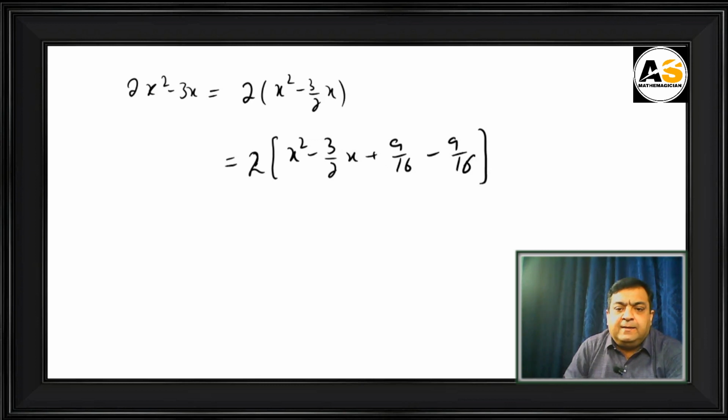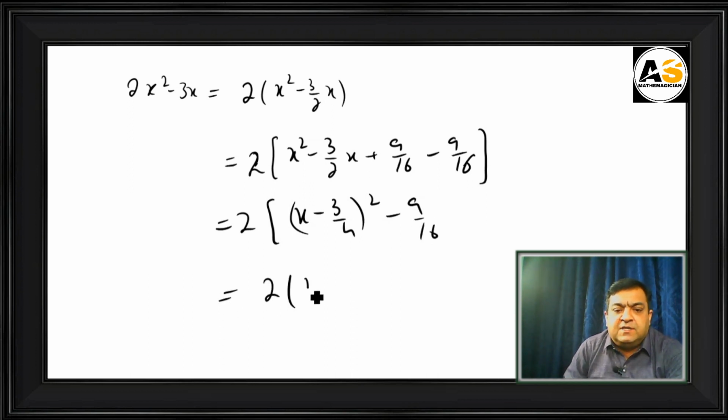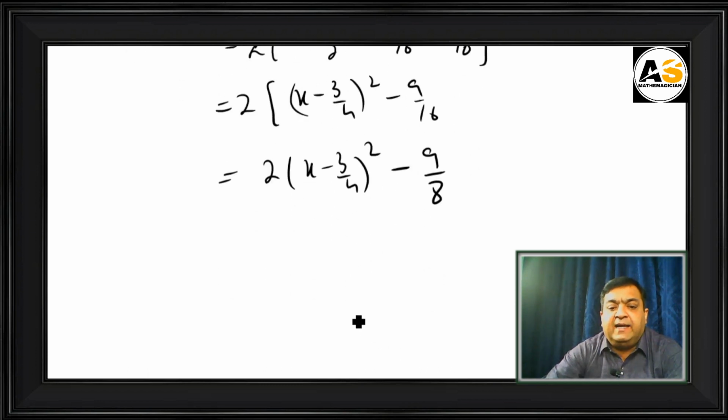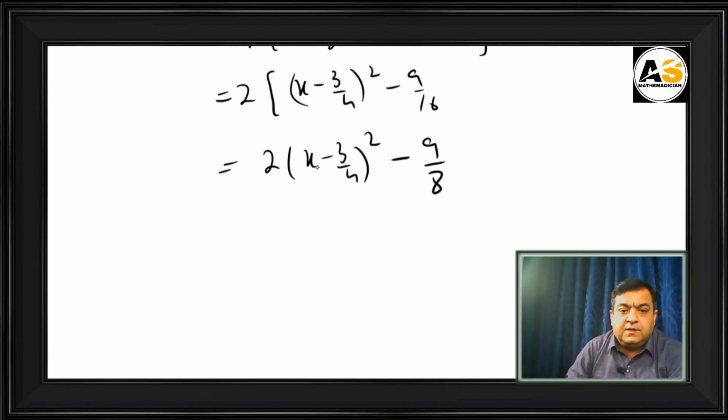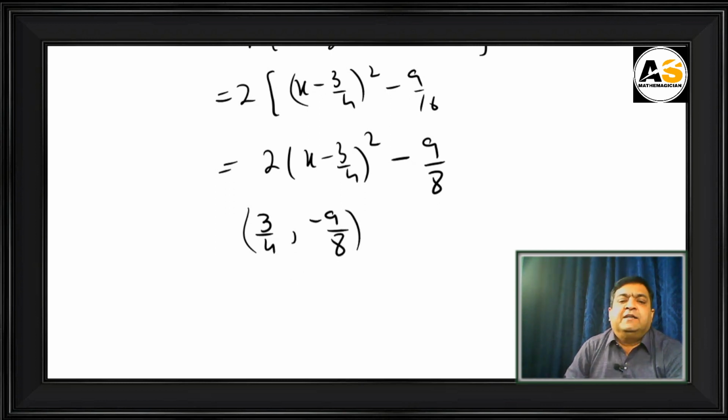So what did I get? The first three terms will give me (x − 3/4)² − 9/16. This will be 2 times (x − 3/4)² − 9/8. Its vertex will be at x = 3/4. When we put 3/4, then 3/4 − 3/4 will be 0, so the minimum value will be −9/8. So this is the vertex of the parabola. We learned this in lesson number 3.